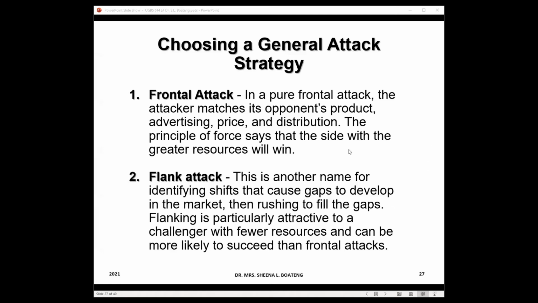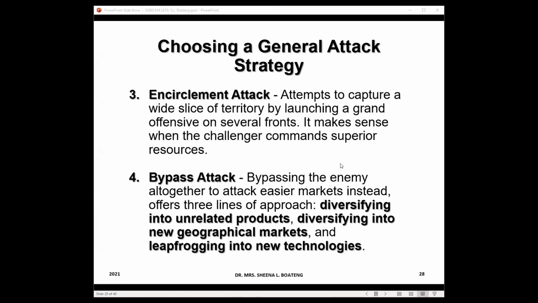Nonetheless, the market challenger could also look to an encirclement attack, where they can attempt to capture a wide slice of a territory by launching a grand offensive on several fronts.